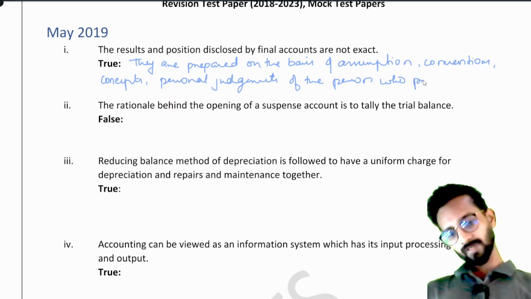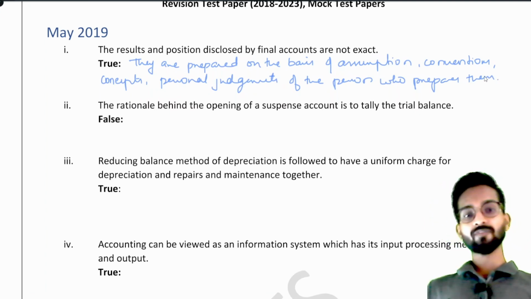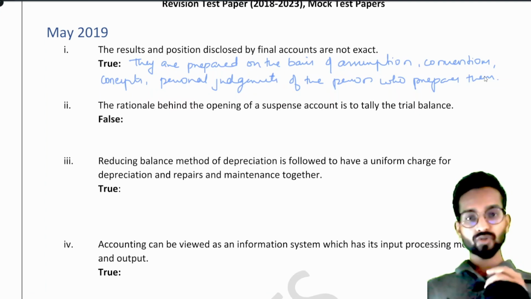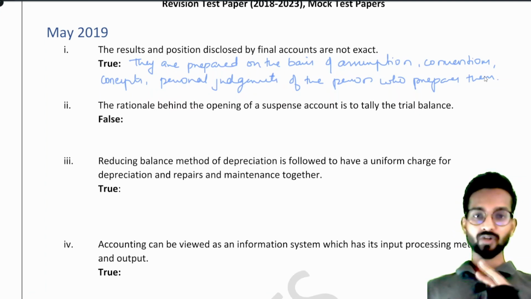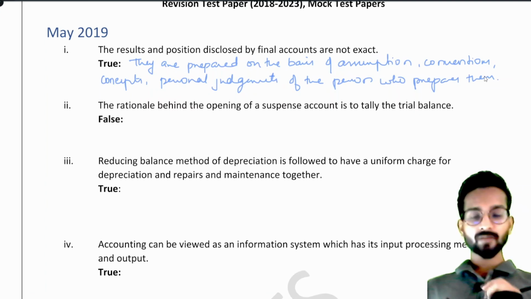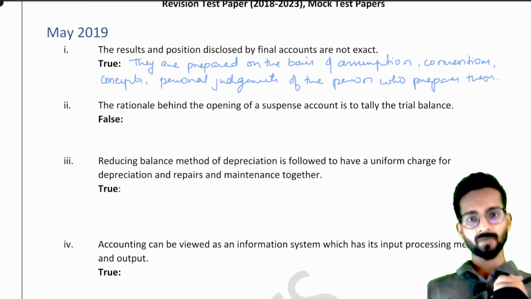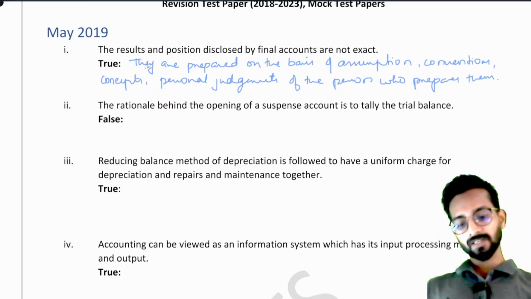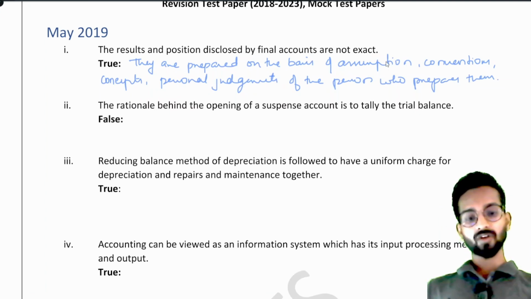who prepares them. Say for example, if I purchase a fixed asset or say machinery, and I am saying that the useful life of this machinery will be only 7 years, and my competitor also purchased that fixed asset and he is thinking that the useful life will only be 5 years. So the depreciation charged to profit and loss every year will be different for both of us. While we have purchased the same machinery, still there is a difference because we have taken different useful lives. So that is our assumption, and obviously final accounts will differ. So that's why we are saying that results disclosed by final accounts are not exact. Understood?